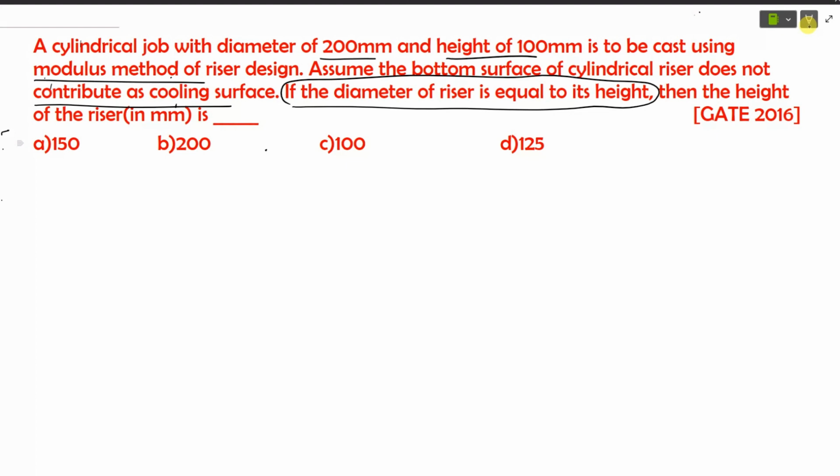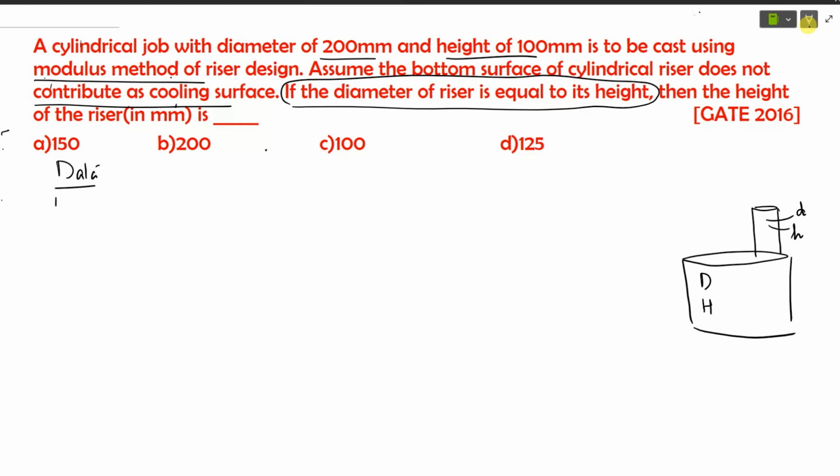Now let us try to understand this question with the help of a diagram. So it has been told in the question that we need to cast a cylindrical object. Let's say its diameter is represented by capital D and height is represented by capital H. And we need to design a riser for that. Let's say riser, and let's say its diameter is small d and height is represented by small h. Now let us write down the given data in the question.